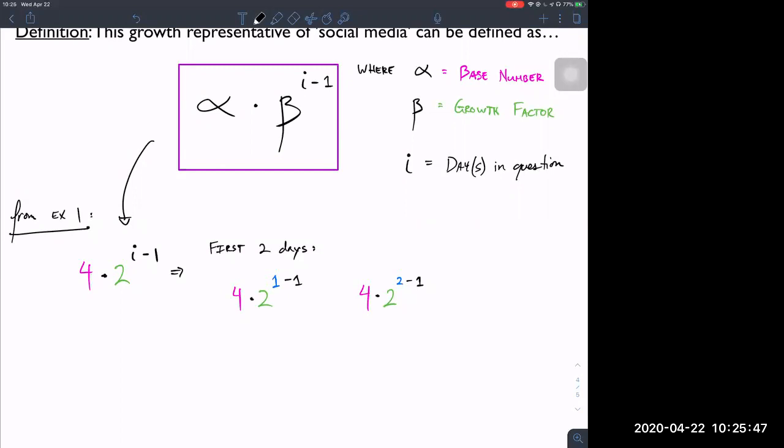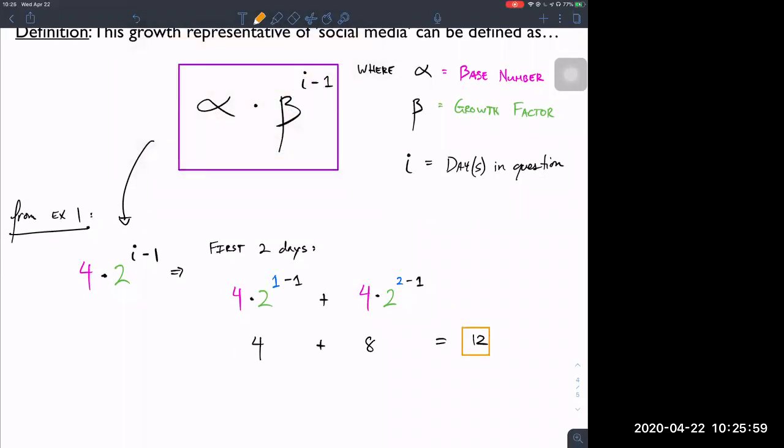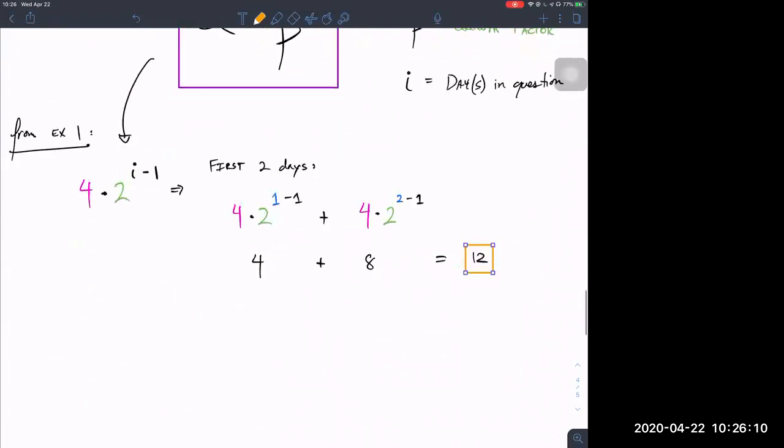Of course, we already know the answers here, right? So this is 4 and this is 8. But how do we combine them? We add them. So the answer is 12 in this case, 12 people. And that makes sense from the picture above that I drew here, right? You got 4 little stick figures, and then you got 2, 4, 6, 8 other stick people. And then if you talk about the first 2 days, that's 12 people in total.